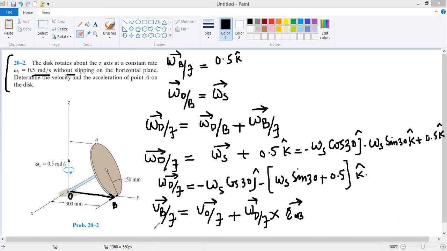Now look at point B. Point B is the common point between the disk and the surface, and we are given that the disk is rotating without slipping. From the concepts of rotation without slipping, whenever a body rotates without slipping, the point of contact is the point where the instantaneous velocity is equal to zero.